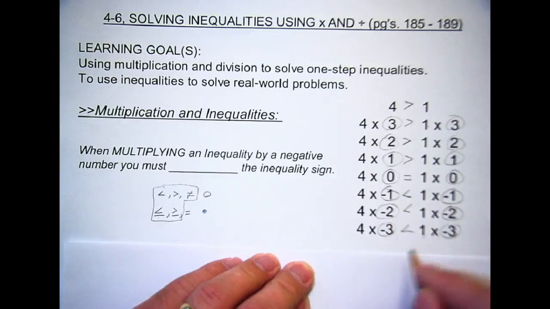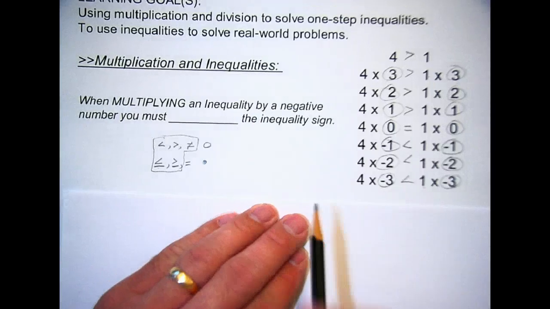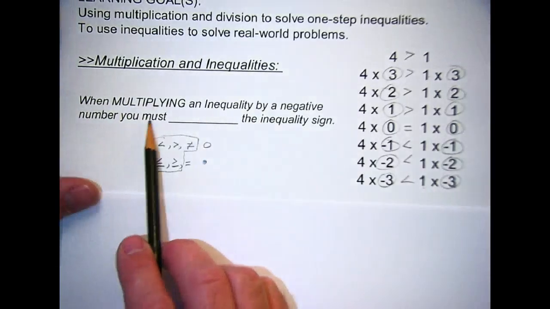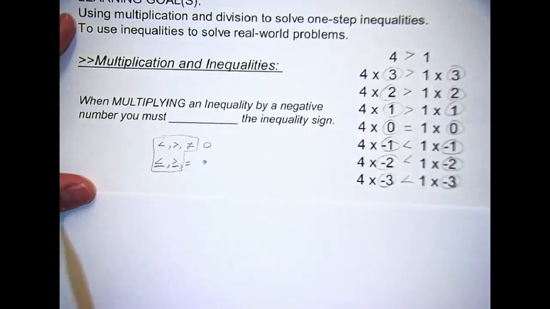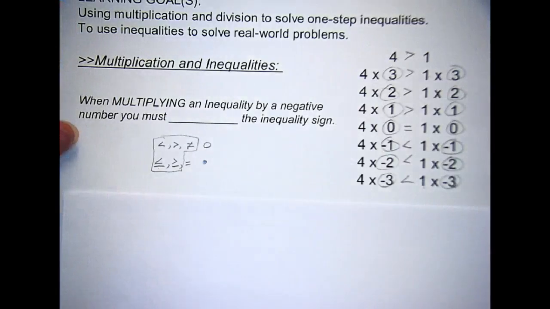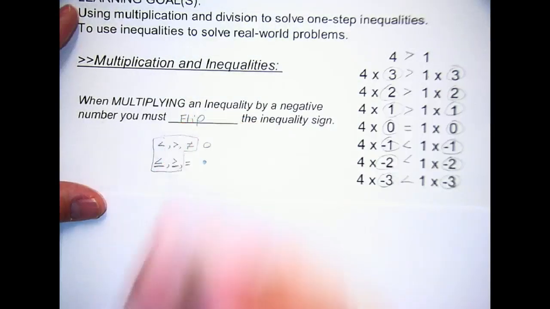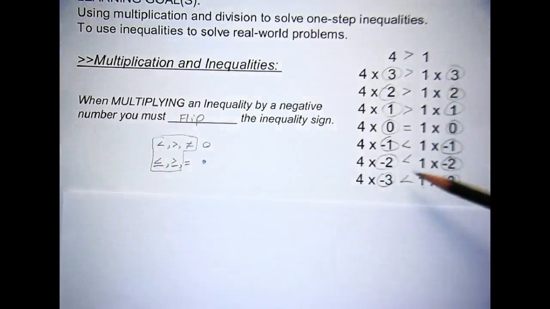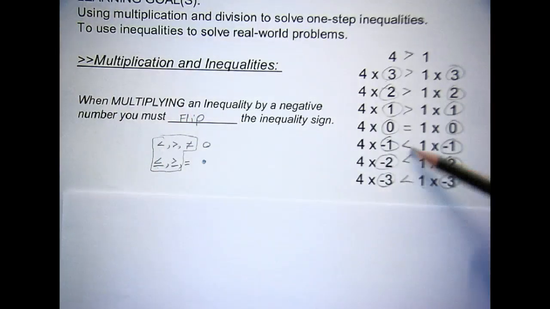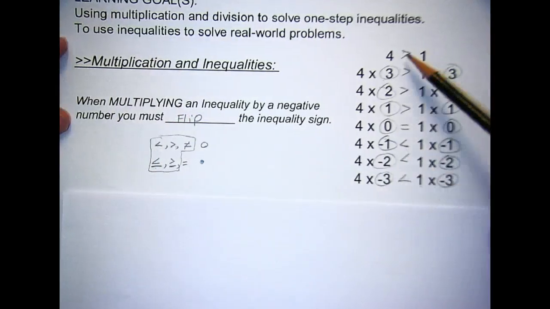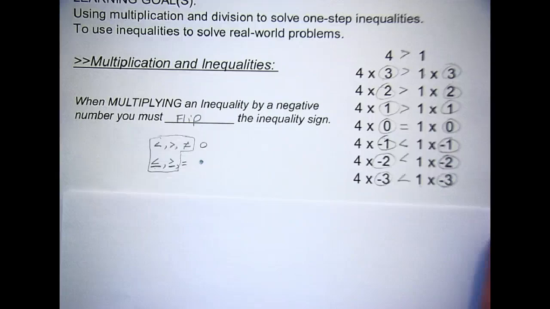Okay? So, based upon when you're multiplying an inequality by a negative sign, what do we have to do to that inequality sign? Yeah, you have to flip it. So, key piece here, when you're multiplying by a negative, you have to flip that inequality sign. It flips over, okay, as we kind of shown right here. All right. Any questions? We got it. Okay.